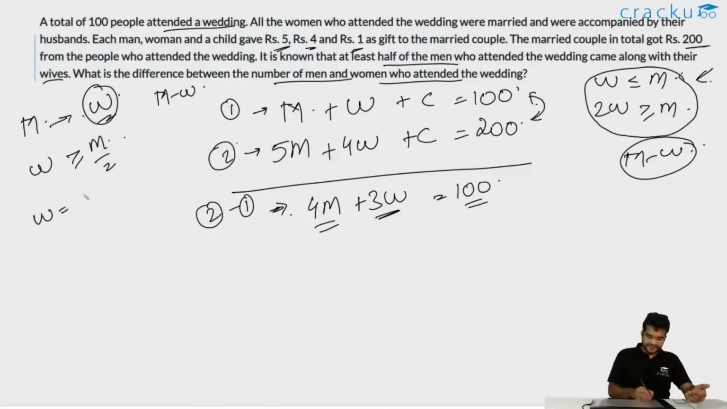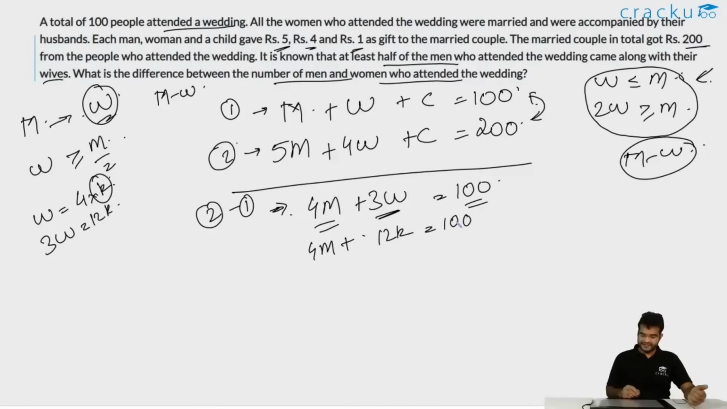So, let us assume that W is equal to 4K for some number K. So, the given equation will become 4M plus 3W, which is 12K, is equal to 100. Now you divide the entire equation by 4. So, you are going to get M plus 3K is equal to 25. Now, let us try to enumerate all the different possibilities because we won't have a lot of possibilities over here. If K is equal to 1, W is equal to 4K, so that is equal to 4, and M is equal to 25 minus 3K, which is 22.